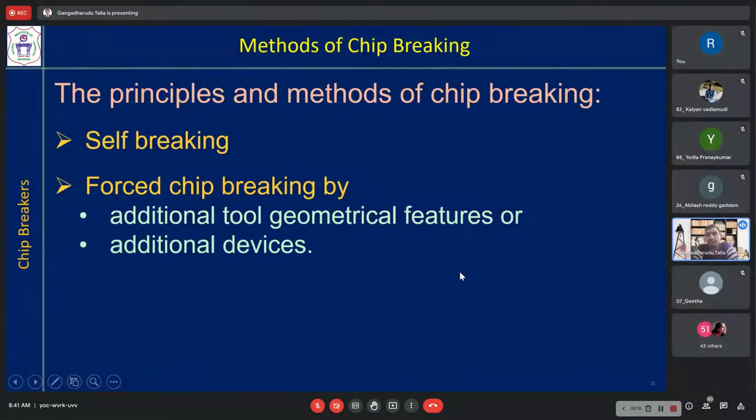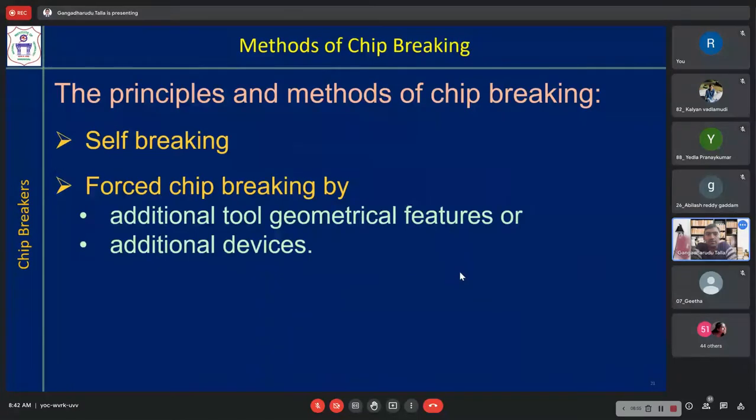Now, methods of chip breaking. So, how do you break the chips? One is self breaking. Self breaking means a chip is breaking by itself, and you are not providing anything extra on the cutting tool to break the chip.